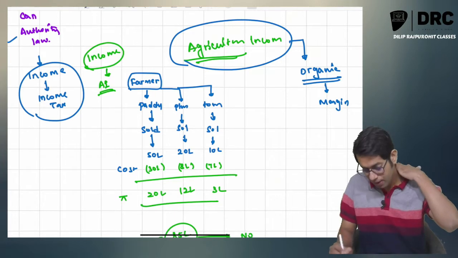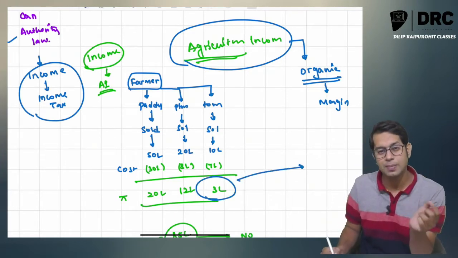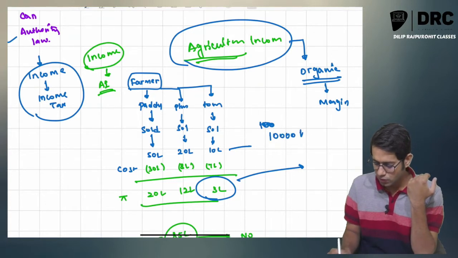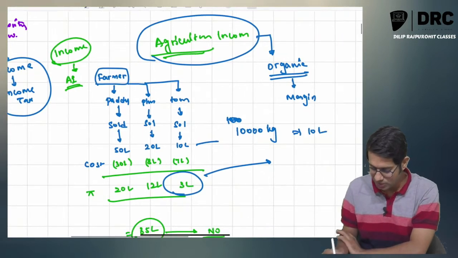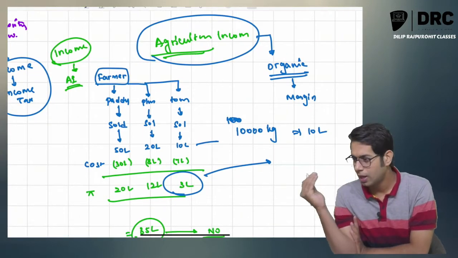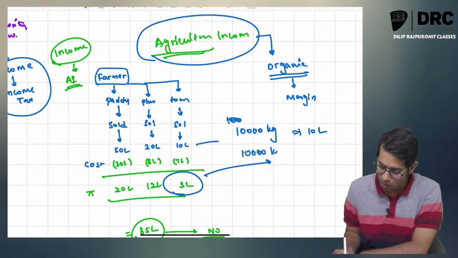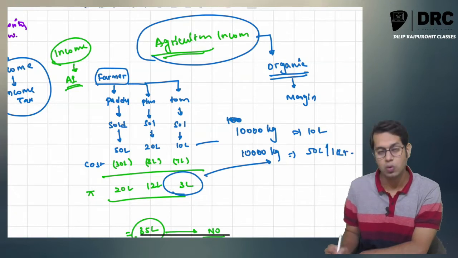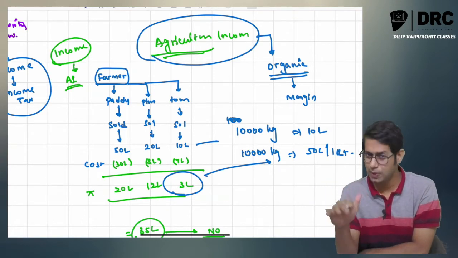Meaning, if a normal farmer makes 3 lakh rupees by selling tomatoes, in organic farming, for the same amount, say 10,000 kgs of tomatoes which normally is sold for rupees 10 lakhs, the same 10,000 kgs of organic tomatoes will be sold for rupees 50 lakhs, or it may be sold for rupees 1 crore. So there is huge income which the government is seeing, and people are also earning.